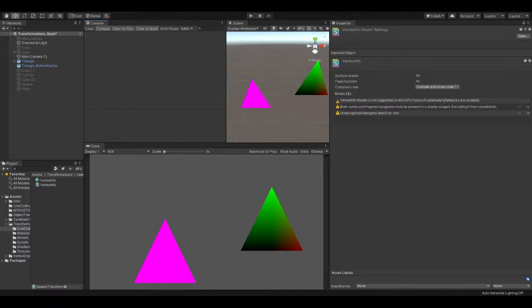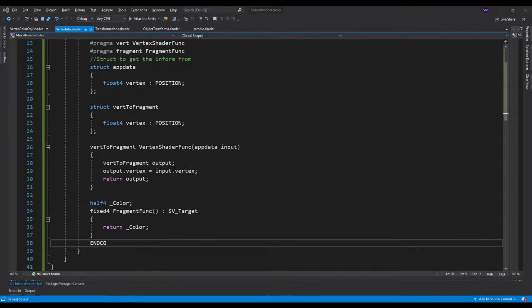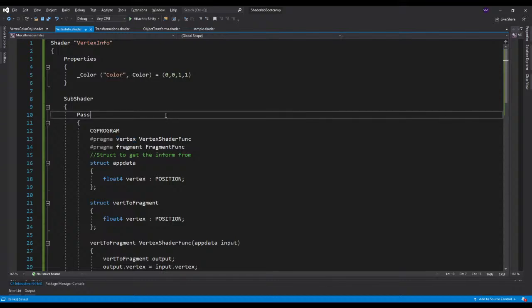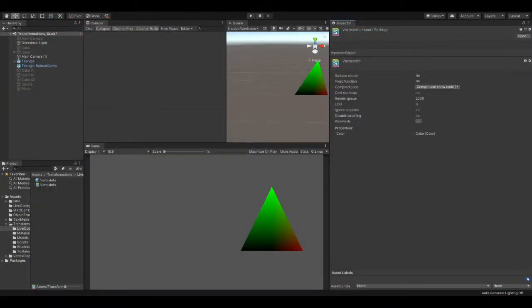So we have: vertex information shader is not supported on this GPU. None of the sub-shader fallbacks are suitable. Fragment program must be present in the shader snippet, excluding it from compilation. Unrecognized pragma directive word. Okay, that means we said this is the directive. Okay, guys, so this is very important. Why this is important is because you are going to get a lot of compilation errors when you're writing your first shader. So you have to be vigilant enough.